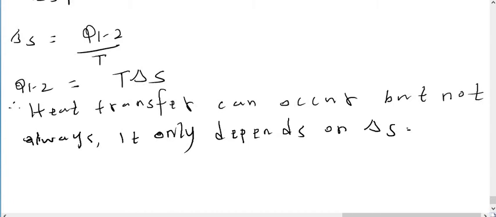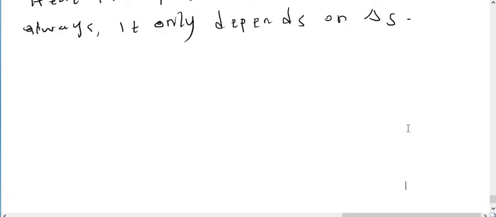Then they ask us to give an example when heat transfer occurs and when heat transfer does not occur. So now let's give two examples.